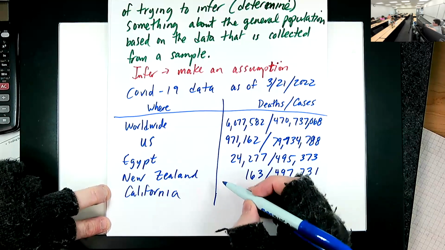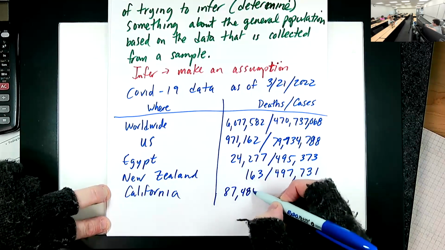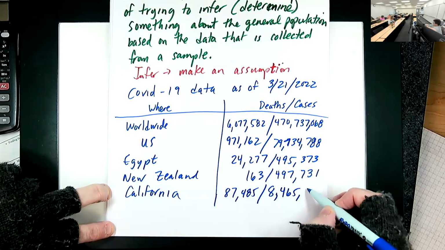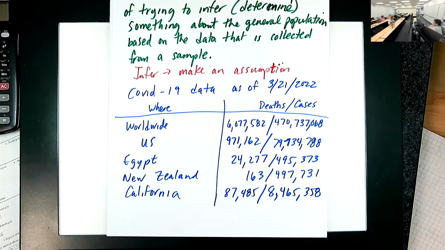California had 87,000 deaths, 87,485, and we had 8.4 million cases. Other than worldwide, I could treat each of these nations as a sample, really. Worldwide is really what we're looking at.